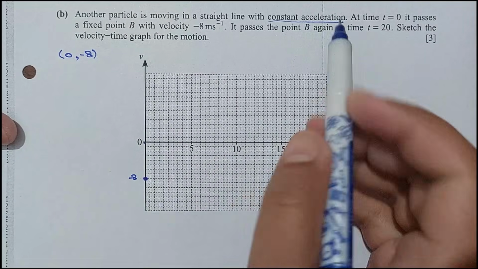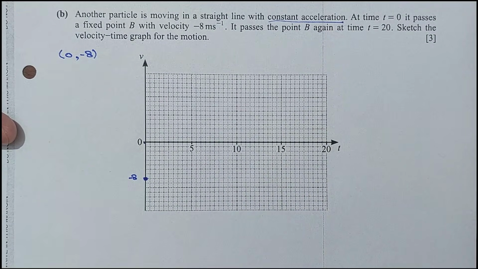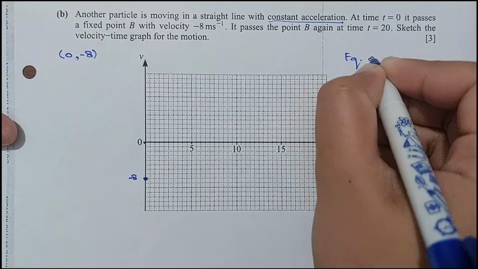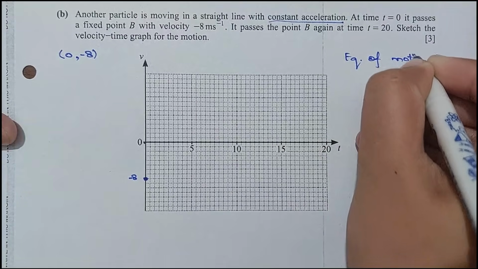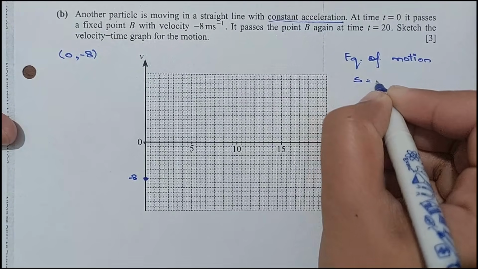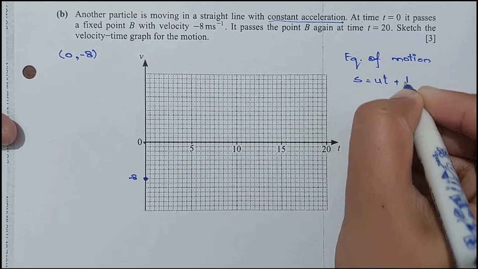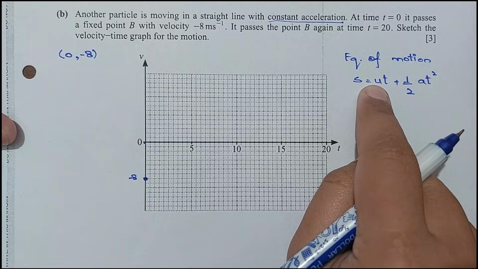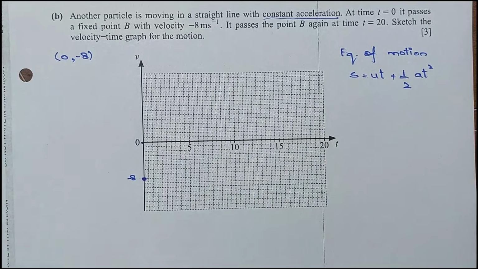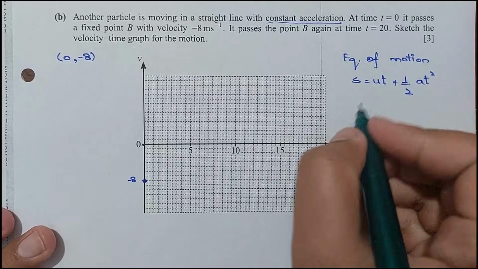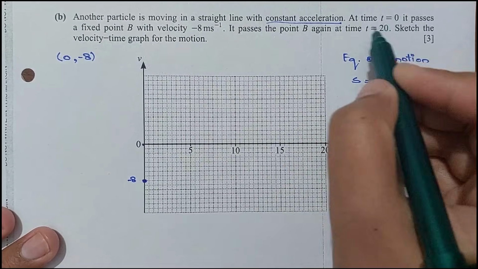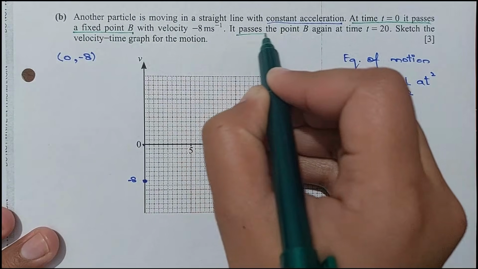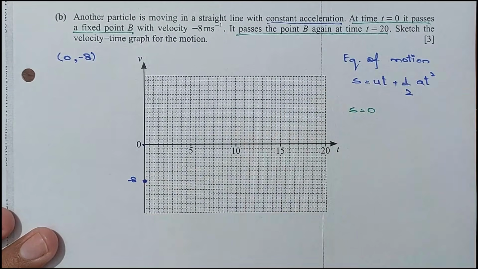So we have the acceleration concept used over here, so we have to use the equation of motion. Let me use the equation of motion over here, which is s equals ut plus half at squared, where a is the acceleration, t is the time, u is the initial velocity, and s is the displacement. Now in this case, the displacement s is equal to 0. Why? Because at t equals to 0, it passes through the fixed point B, and it passes through the fixed point B again at t equals to 20, right?